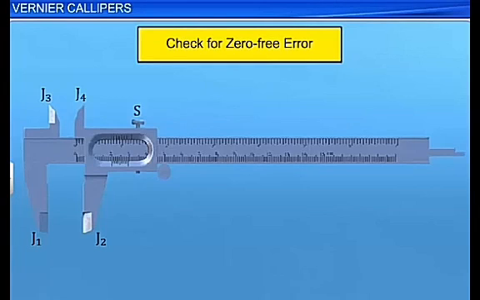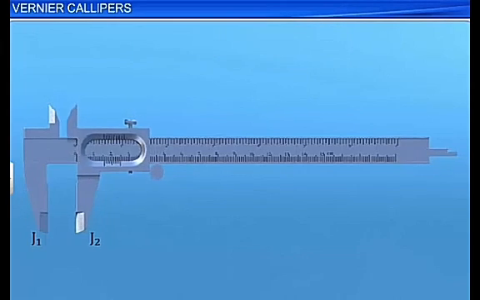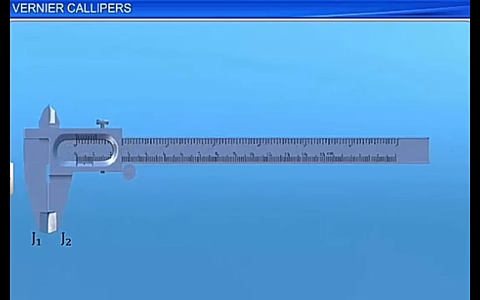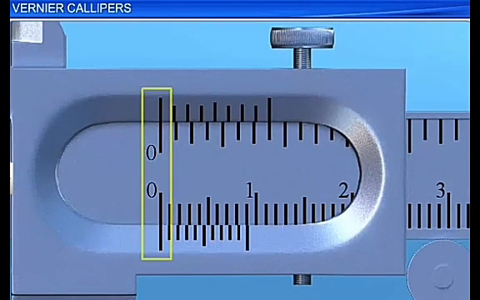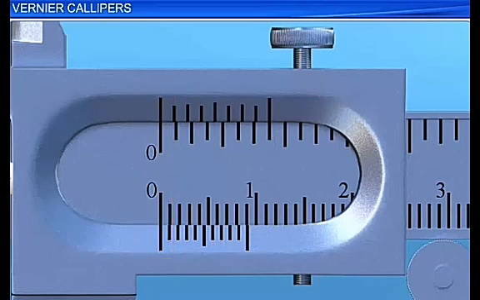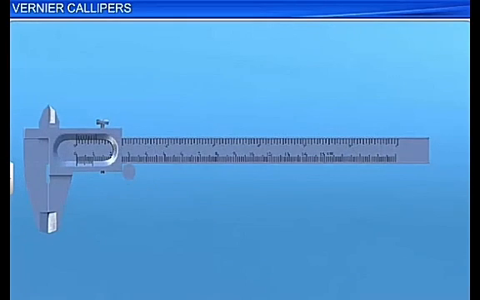Before measuring the length of an object using the vernier calipers, you need to check whether the instrument is error-free. Bring the two external jaws, J1 and J2, in contact. If the 0 on the main scale coincides with the 0 on the vernier scale, then the vernier calipers is free from error. In this condition, the tail of the vernier calipers just touches the end of the main scale strip.